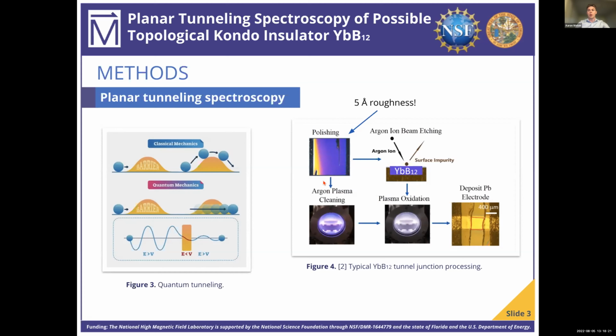In order to prepare our YbB12 for PTS, our lab has developed a method for crystal polishing in which the surface is smoothed to a roughness of only 5 angstrom. Now we take our smooth crystal and we subject it to an ion beam etching, which removes surface impurities and prepares the crystal for plasma oxidation. This creates our thin potential barrier for YbB12 electrons to tunnel through. We then deposit lead, which enables us to measure the tunneling conductance and also quantify the quality of the junction made.